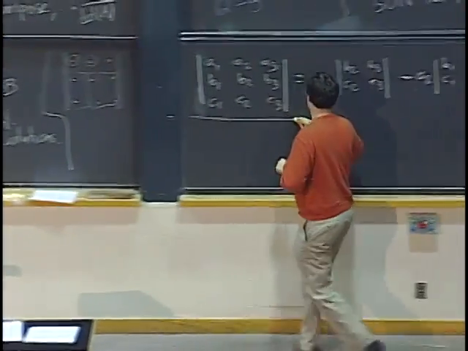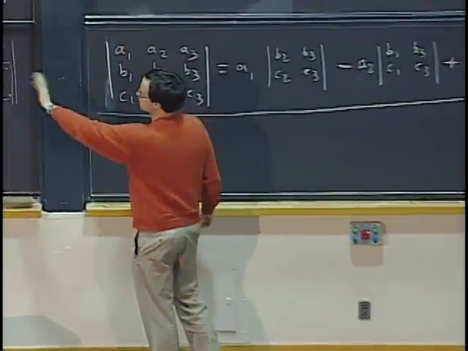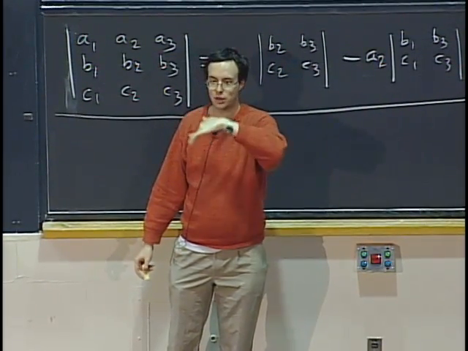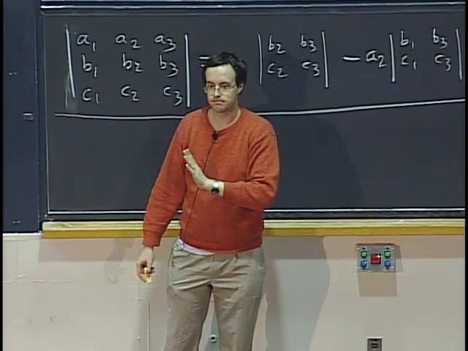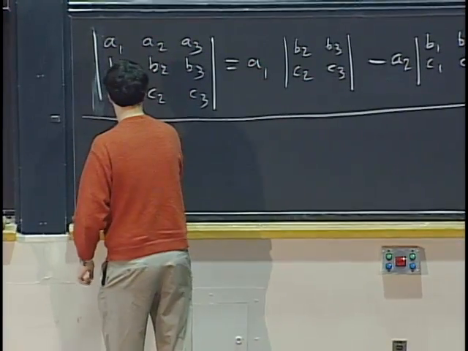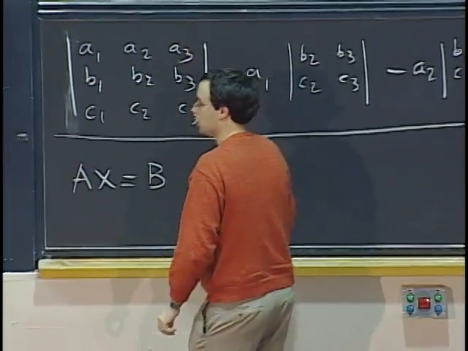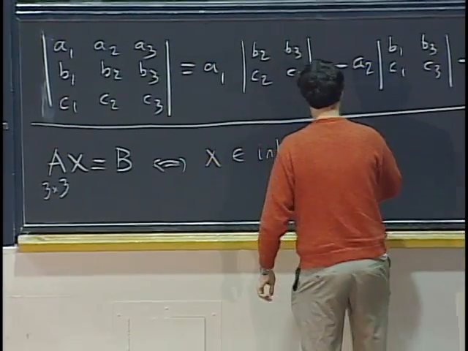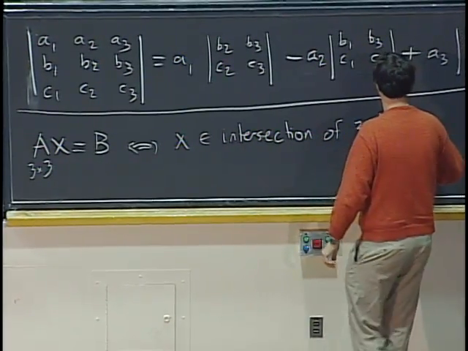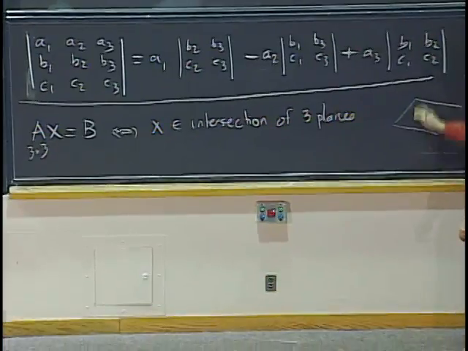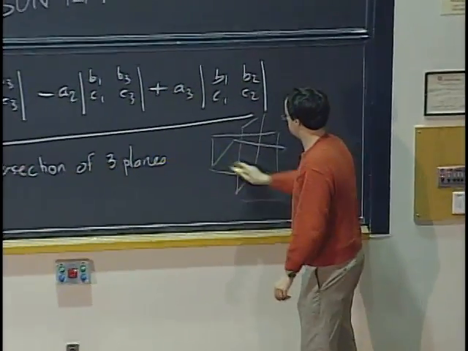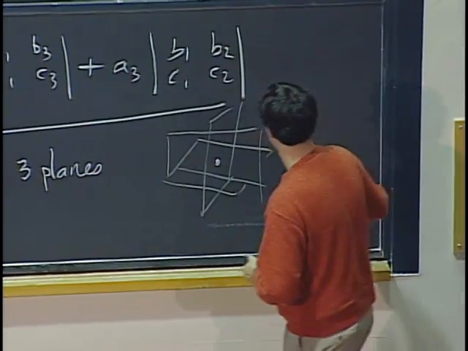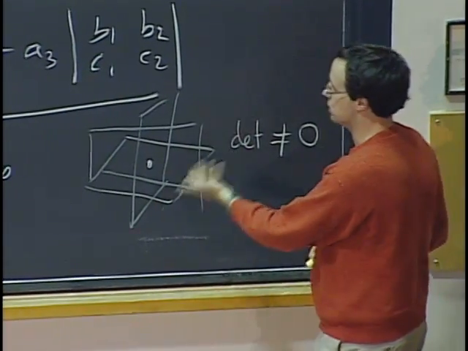So what happens to these two situations when A is invertible or not? Remember, you can think of a linear system as asking you to find the intersection between three planes, because each equation is the equation of a plane, right? So Ax equals B for a 3 by 3 system means that x should be in the intersection of three planes. And then we have two cases. The case where the system is invertible corresponds to the general situation where your three planes all intersect in one point. That's when the determinant is not 0, you get just 1 point.